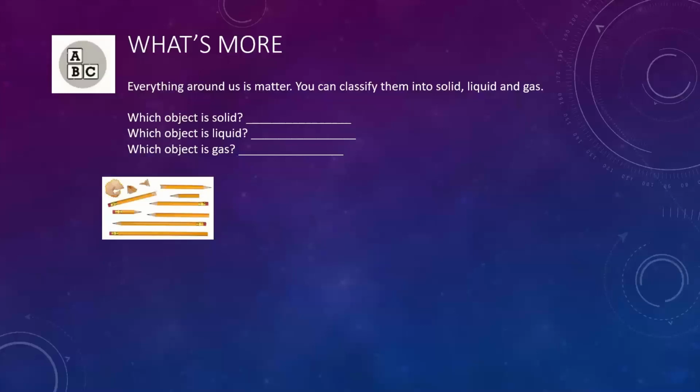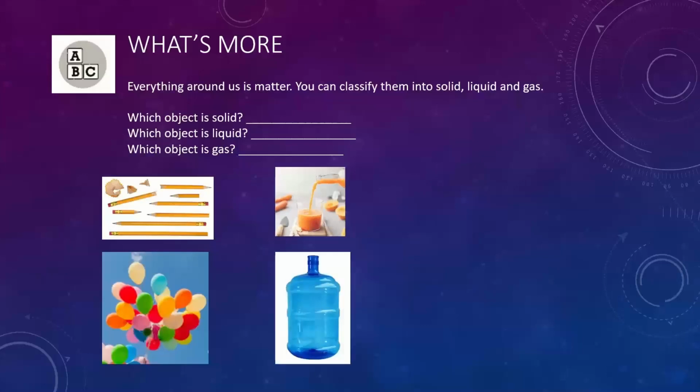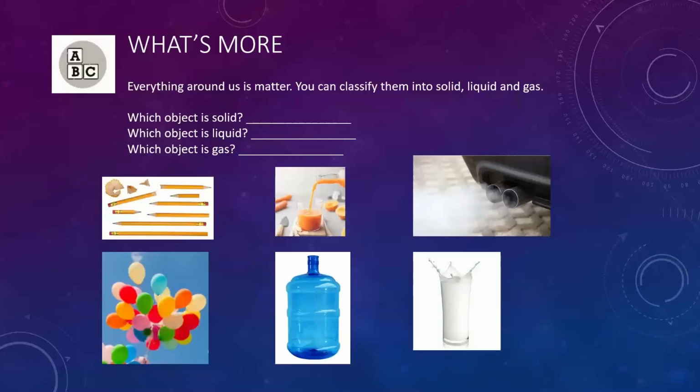We have pencil. Is it solid, liquid, or gas? Balloon, air inside the balloon. Is it solid, liquid, or gas? Juice. Is it solid, liquid, or gas? Water container. Is it solid, liquid, or gas? Smoke from the car. Is it solid, liquid, or gas? Milk in a glass. Is it solid, liquid, or gas?